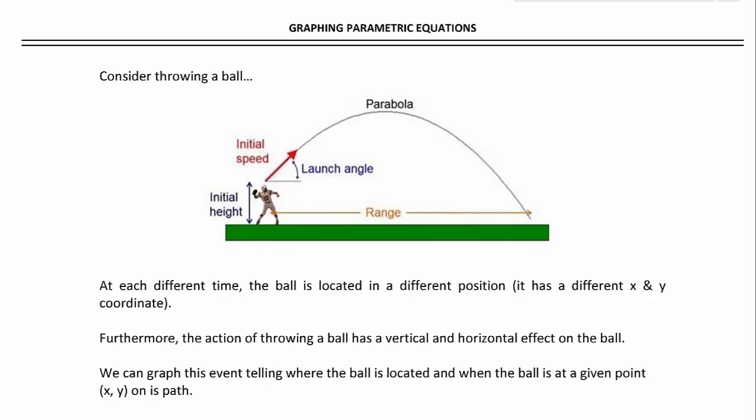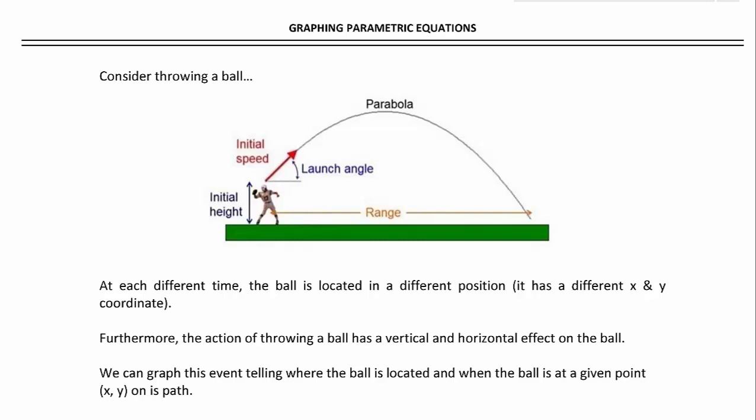In this video, we'll be introducing and graphing parametric equations. Consider throwing a ball. At each different time, the ball is located in a different position, and that different position has a different x and y coordinate. Furthermore, the action of throwing a ball has a vertical and horizontal effect on the ball. It is going up and down as well as going forward.